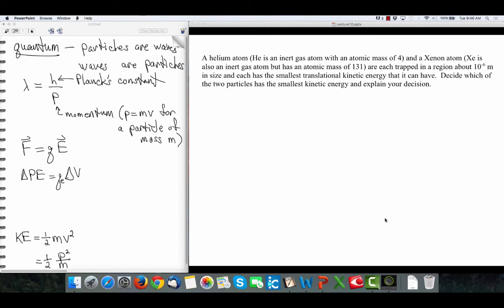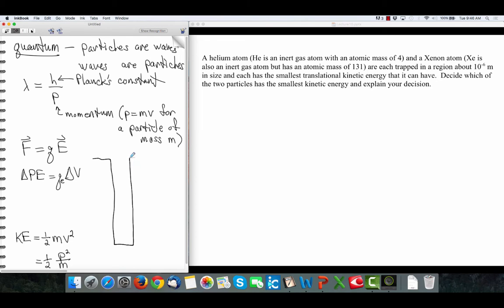I'm going to draw a picture. It's trapped in a region. So I'm going to draw that region for you. These are just gigantic walls of some kind that trap the particle in this space that's 10 to the minus 6 meters wide. So you put up gigantic walls and you force the particle to sit in that space in between. This particle is, of course, a wave. Particles are waves. Waves are particles.